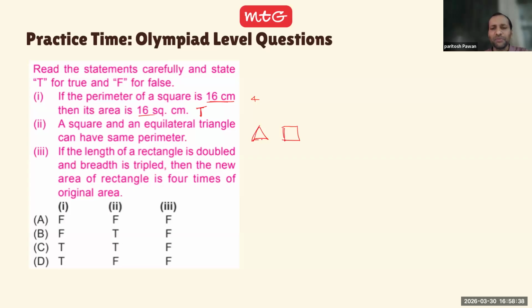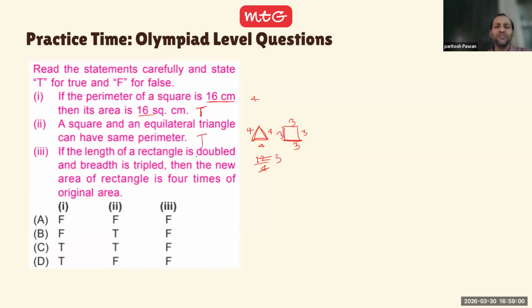Why? Because whatever the perimeter is, we divide by 4, and that will be the side of the square. Like if the triangle's sides are 4, 4, 4, the perimeter is 12. When you divide this by 4, it is 3. So the square's side will be 3, 3, 3, 3. So both perimeters are the same. Possible. So this also is true.